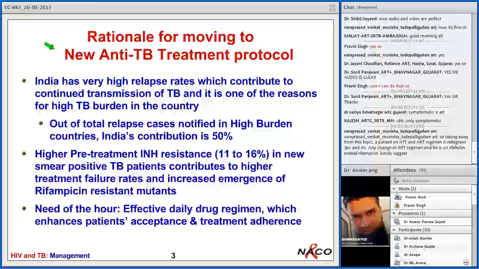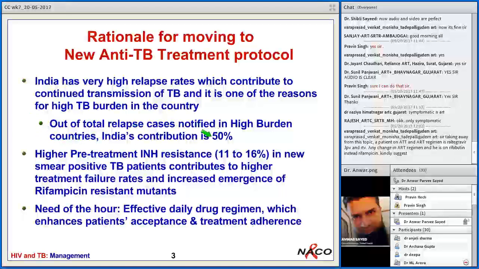Why did we move to the new anti-TB treatment protocol? Because of the problem with relapses. With alternate day treatment, though the treatment was good and patients were labeled as cured after completion of 6 months of anti-TB treatment, the chances of relapse were much higher, and that is the reason we started now with daily anti-TB treatment.